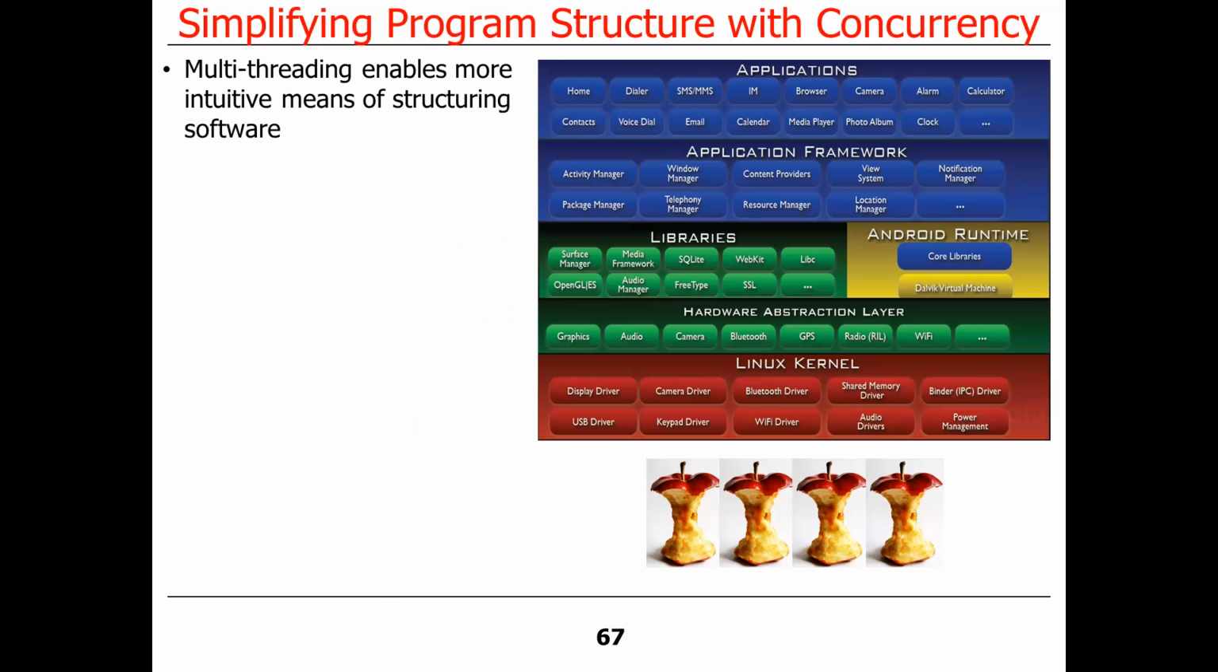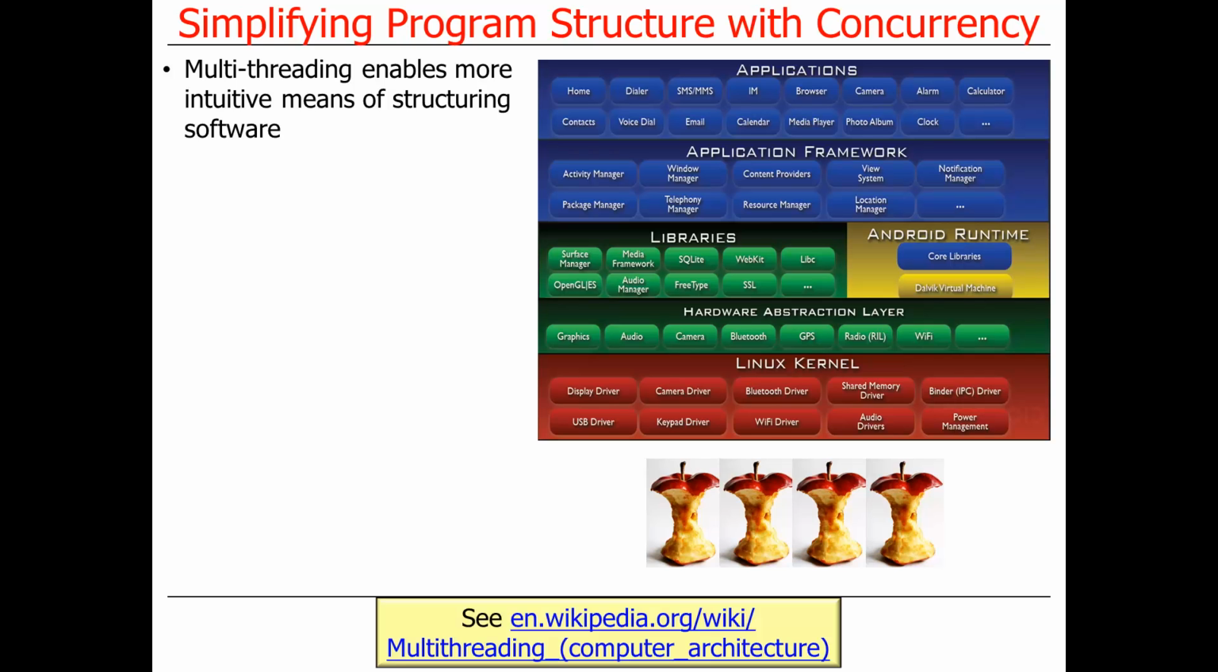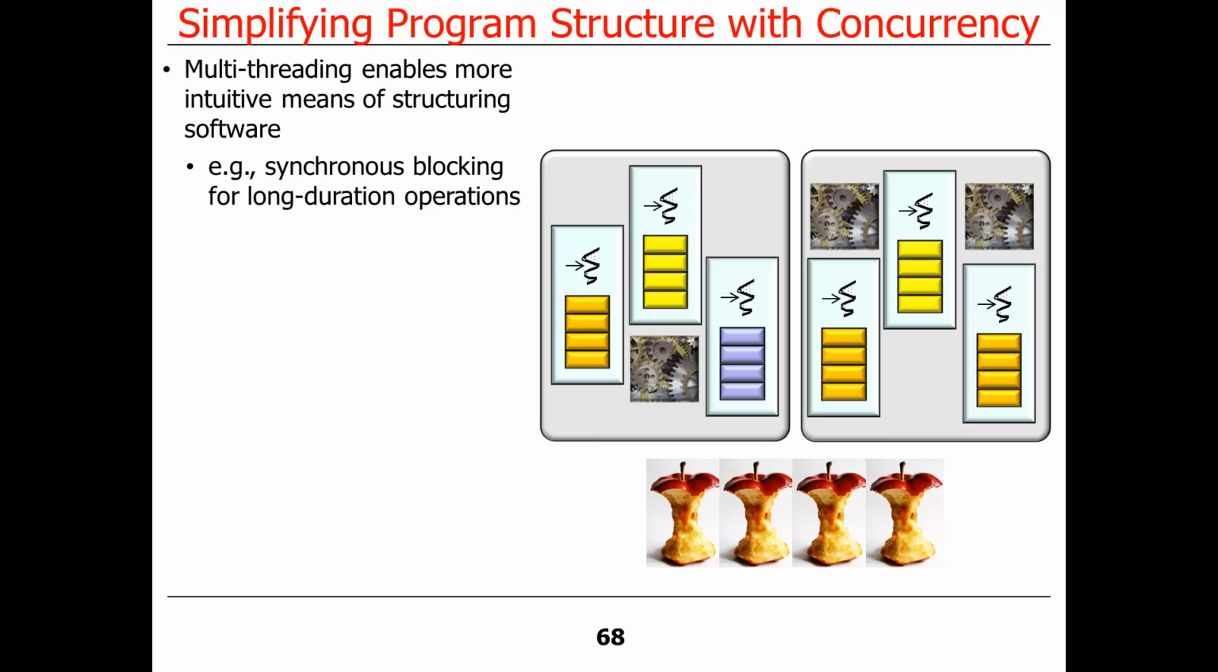So one way to use multi-threading, which is not necessarily to make it faster, although it probably will make it more responsive or give the appearance of being more responsive, is to use multi-threading to structure your software. And so we're going to talk about this first, and later we'll come back in the course and talk about other ways to do this. But for right now, we're going to talk about multi-threading.